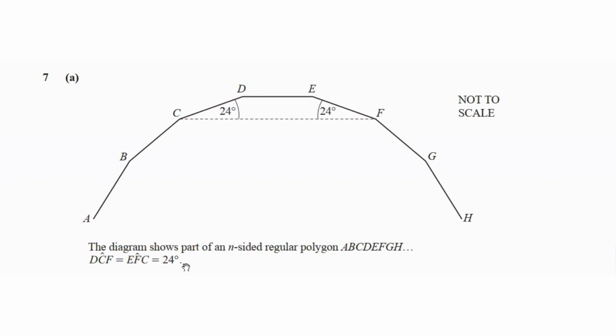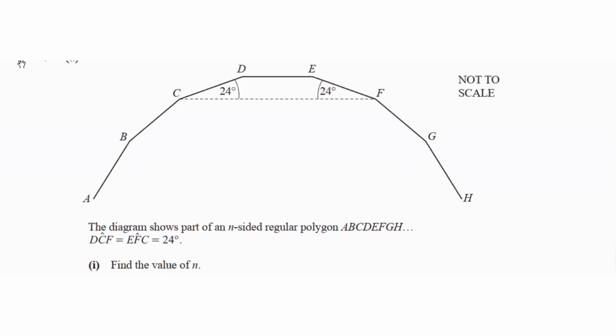Question 7 says the diagram shows part of an n-sided regular polygon ABCDEFGH. Angle DCF and angle EFC equal 24. Find the value of n. So for the value of n, these two angles are already given as 24. What I'm going to do is start by finding the value of angle D, which is going to be 360 minus 2 times 24, divided by 2.